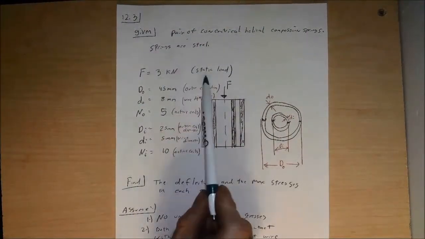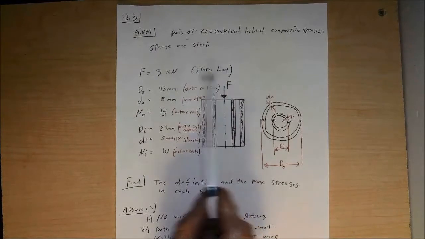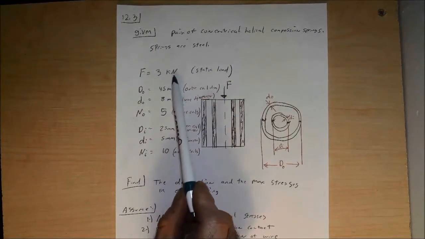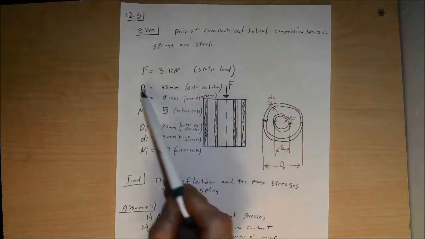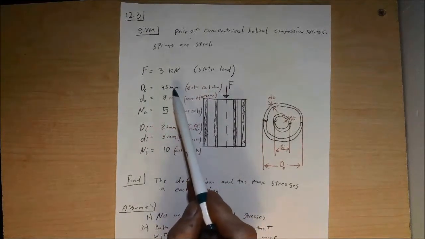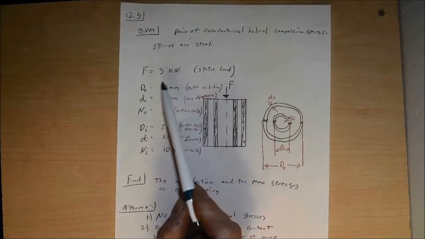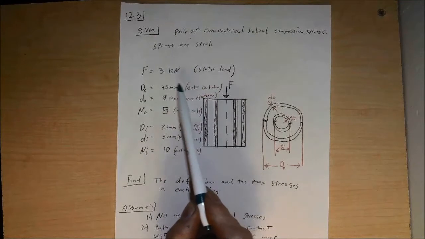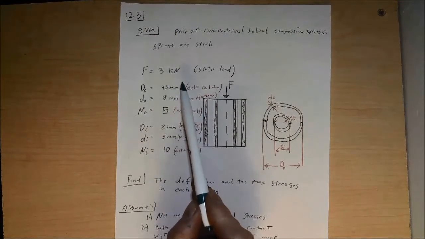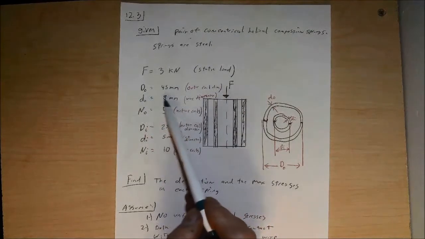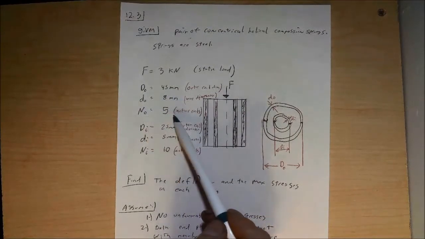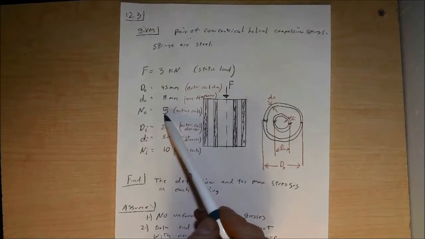First, we have our static load given to us in the problem statement, F. F is equal to 3 kilonewtons. Then we have our outer coil diameter, D sub O, equal to 45 millimeters. Now we have it in millimeters here. We may want to leave it in millimeters or convert to meters. It's up to you. It doesn't hurt to do it right here and have both right in front of you to reference back to. Then we have our wire diameter for the outer, little d sub O, which is 8 millimeters. We have our number of active coils for the outer spring, which is 5.